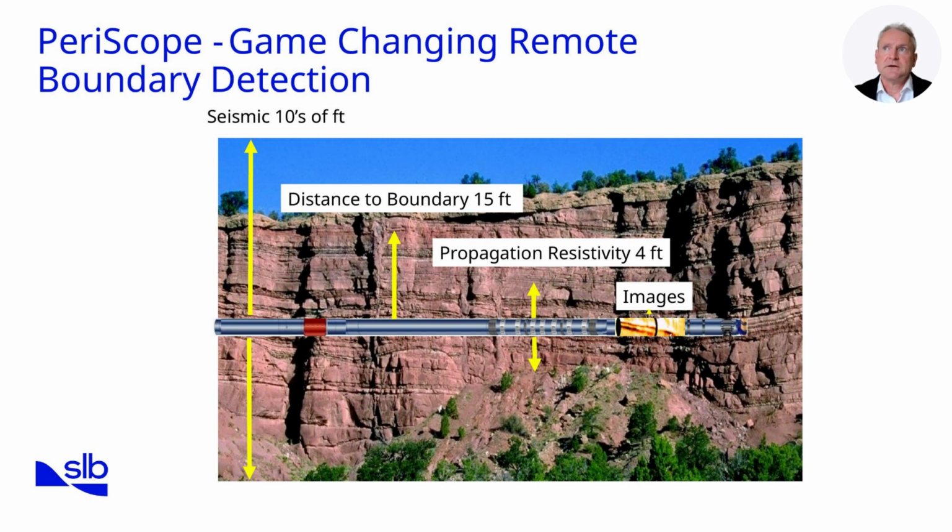The graphic shows how Periscope coverage compares with other methods. Standard propagation resistivity reaches about 4 feet, seismic tens of feet, while Periscope fills the gap with a reliable 15-foot range. This gives geosteering teams a proactive window for decision-making.